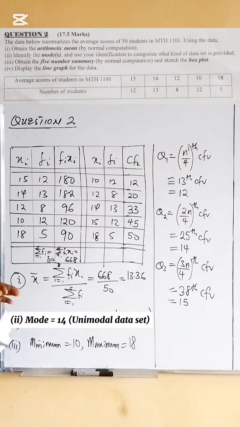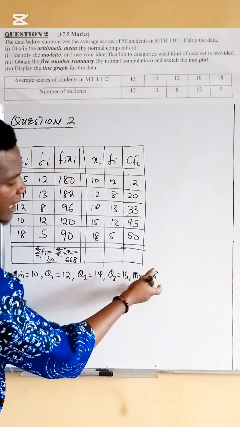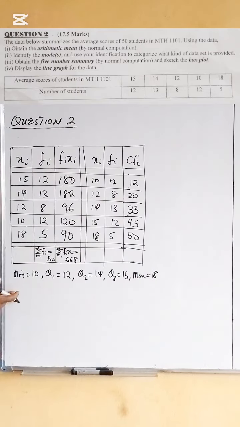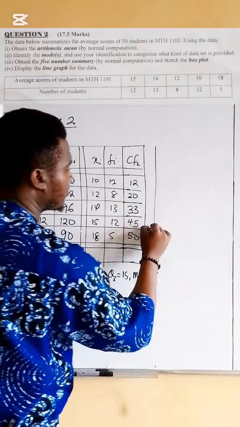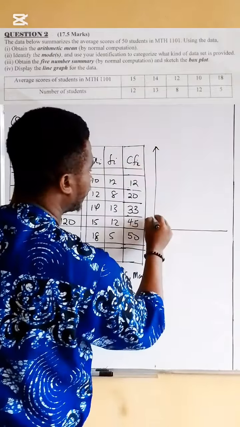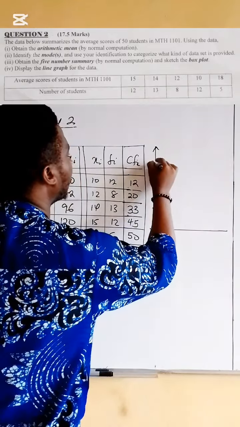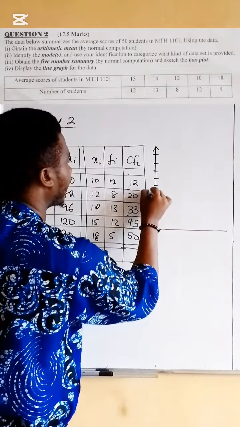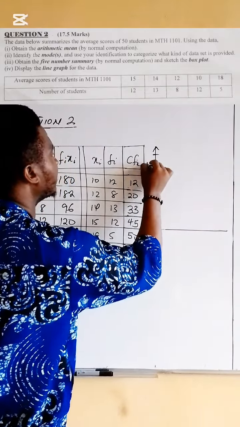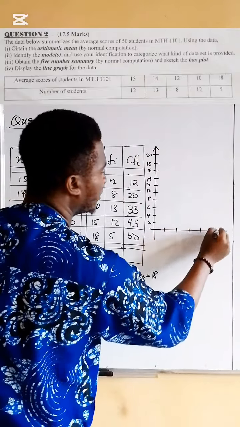It now means that you've obtained your 5-number summary, comprising our minimum to be 10, Q1 to be 12, Q2 to be 14, Q3 to be 15, and maximum to be 18. This is our 5-number summary. You can now plot your box plot in this manner, where you would have 2, 4, 6, 8, 10, 12, 14, 16, 18, 20. Then I could have gaps here of 1 unit.